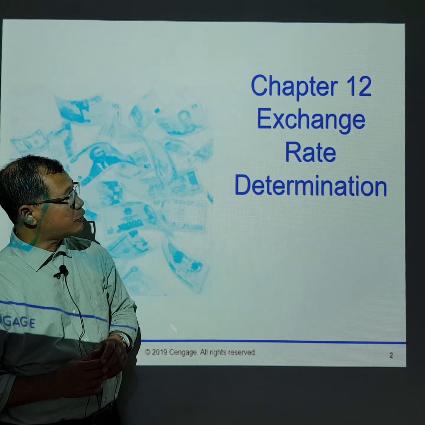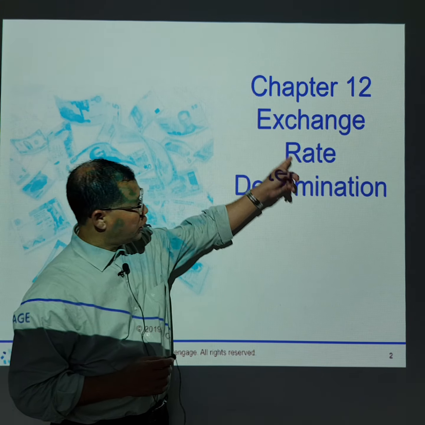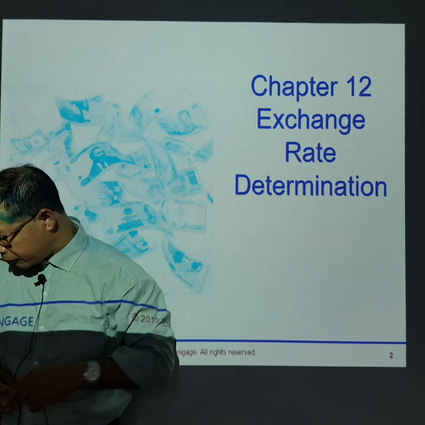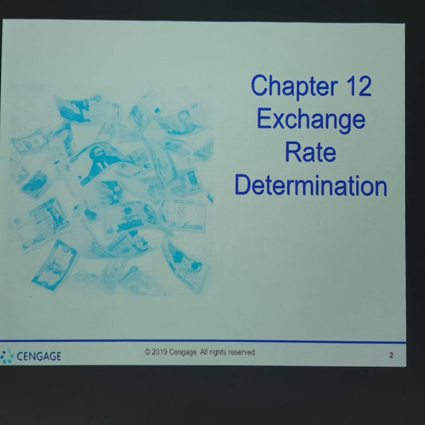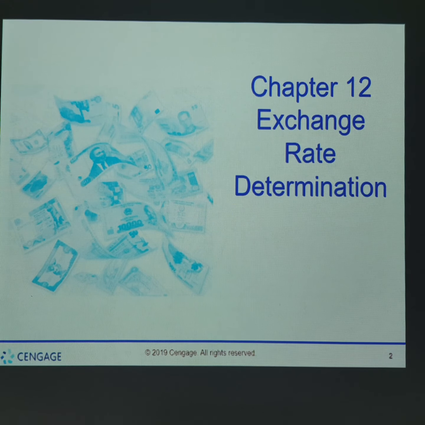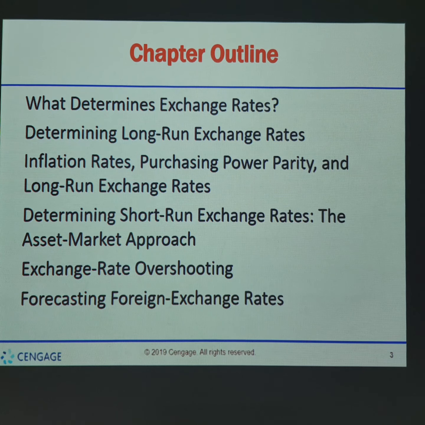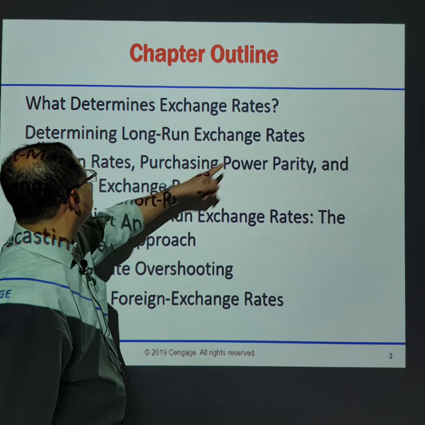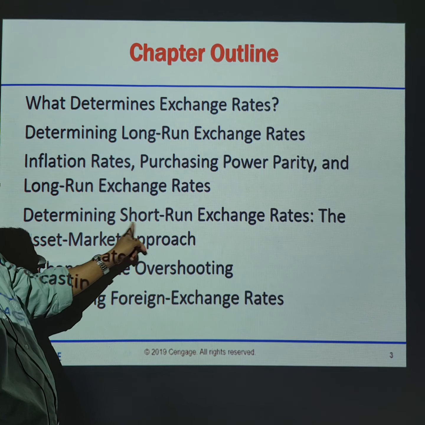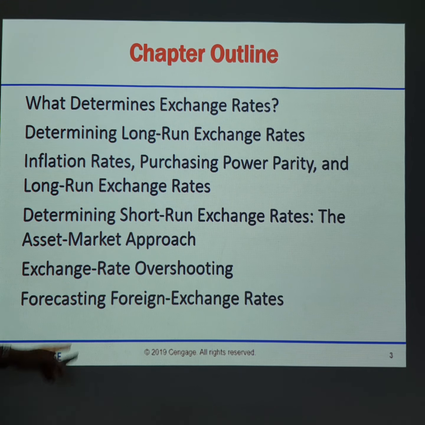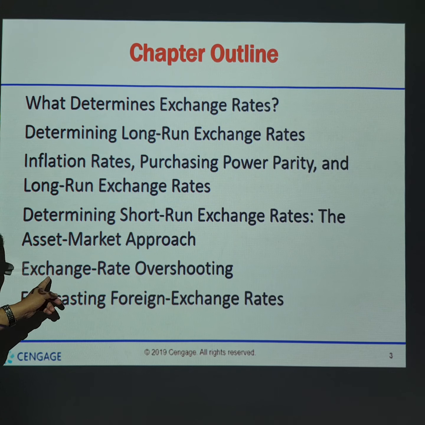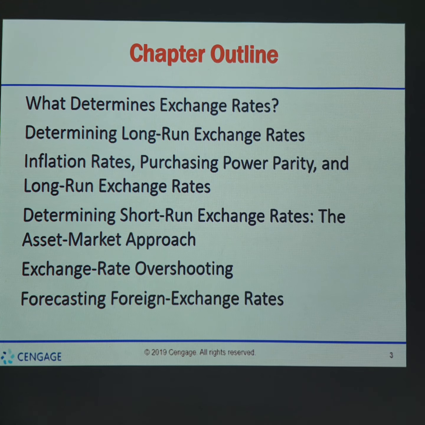Tonight we're going to learn from Chapter 12, Exchange Rate Determinations. These are some of the topics we're going to cover tonight. What determines exchange rates in the long run, in the short run, and in the short run we're going to see exchange rate overshooting, and lastly forecasting of foreign exchange.